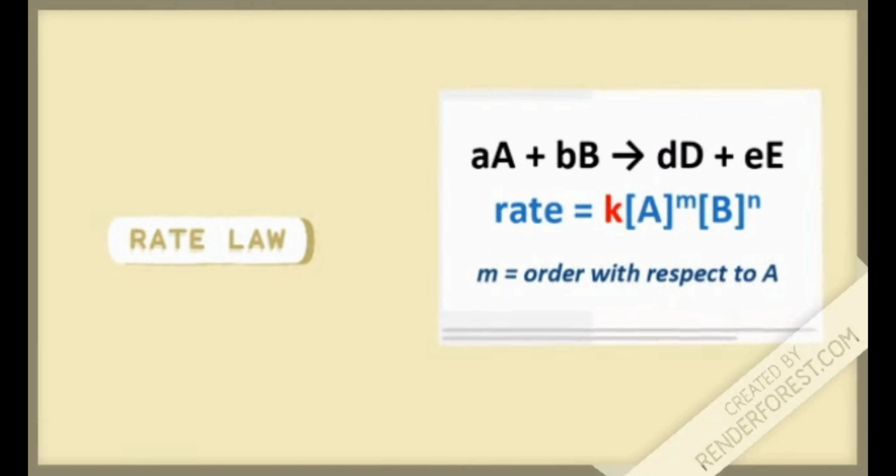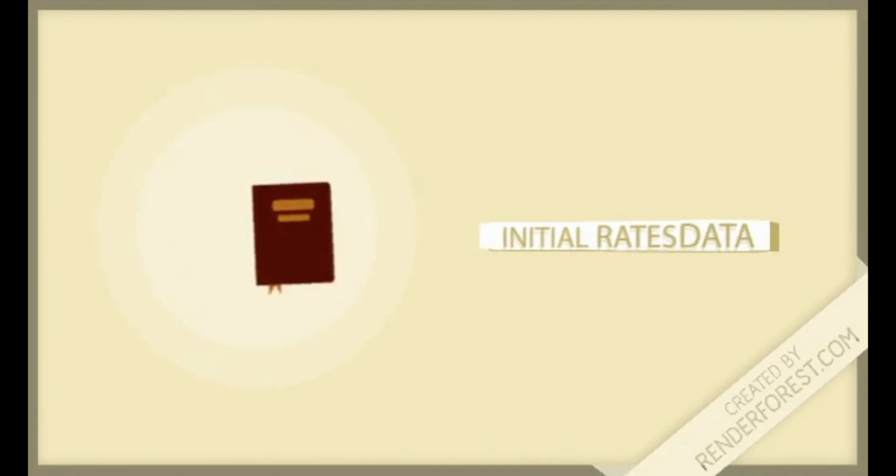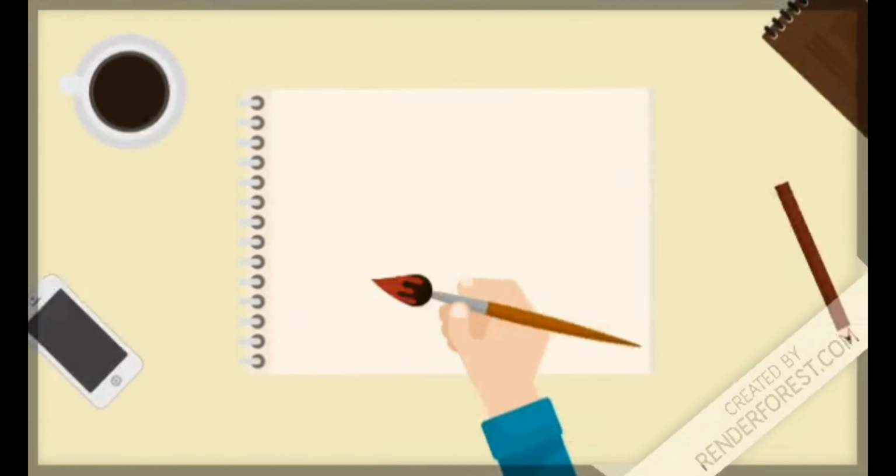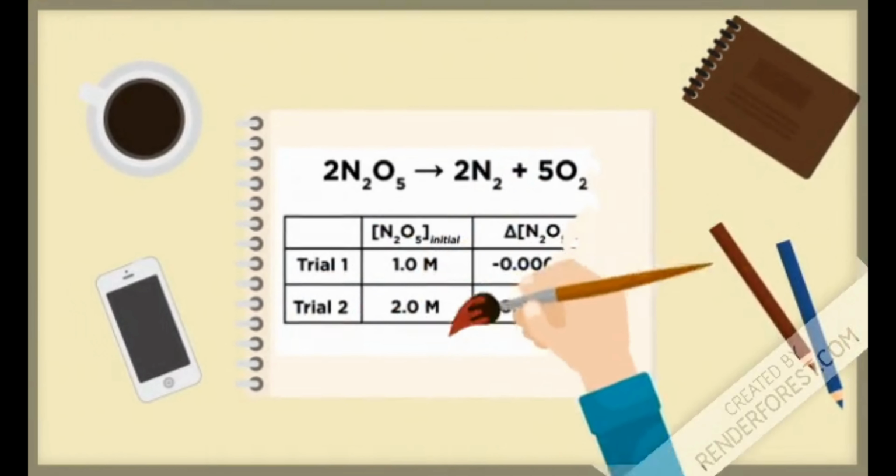Now that we have the terminology down, how do we experimentally determine the order of a reaction with respect to each given reactant? We do so by using initial rates data. We can run several trials of a reaction and vary the initial concentration of one reactant at a time. By doing this, we can see the effect that one reactant concentration has on the rate.